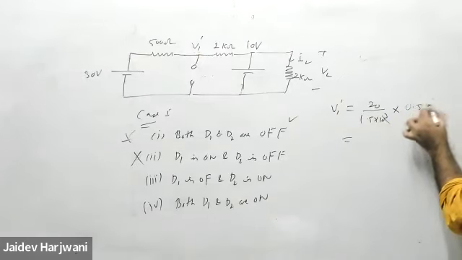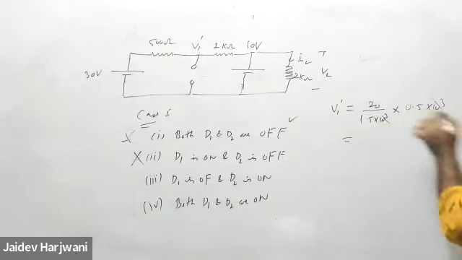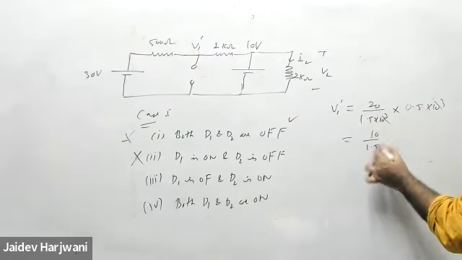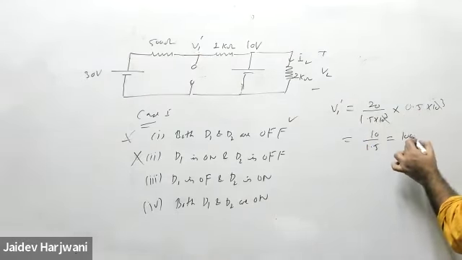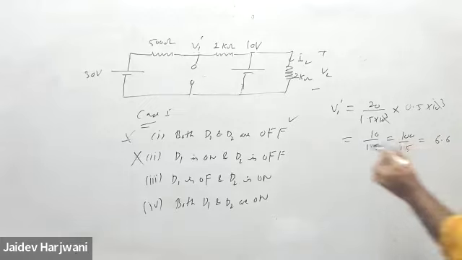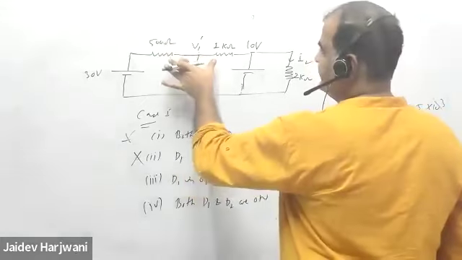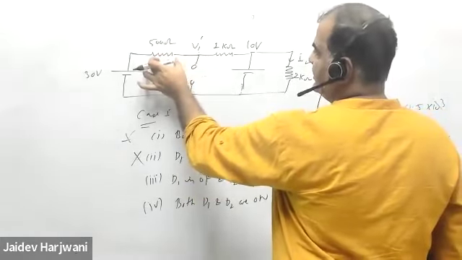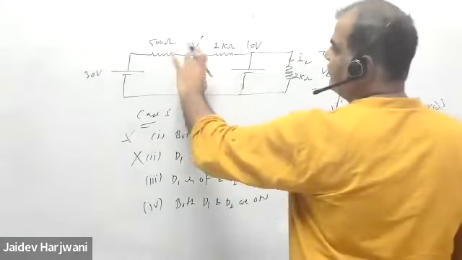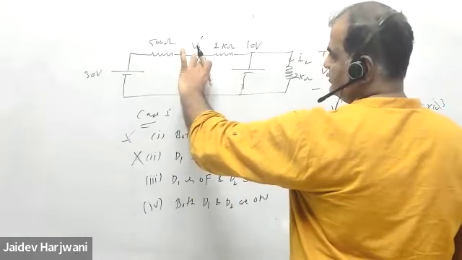That is 0.5 kilo ohm. So I'm cancelling this one. This becomes 10. 10 divided by 1.5. That is 100 by 15. Okay, how much is coming? Tell me. 100 by 15. This comes 6.6 something. Okay, so out of 20, here the drop is only 6.67. Okay, that means here again the voltage is greater than 20 volt.